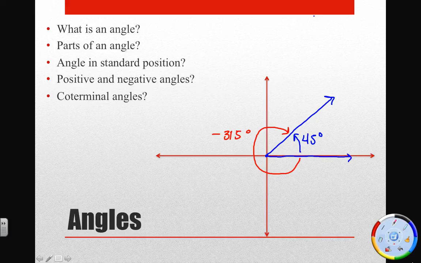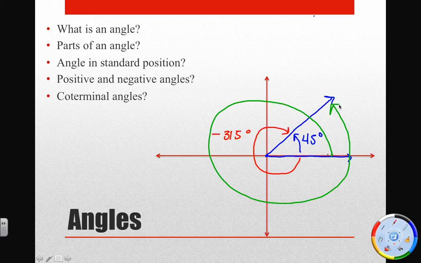All right, but that's not the only name for it either. What if I was to go like this? Let's start here and go all the way around and come back. Well, I've done a full 360 and another 45, so this would be 405 degrees, 360 plus 45. So these three angles here are all coterminal.